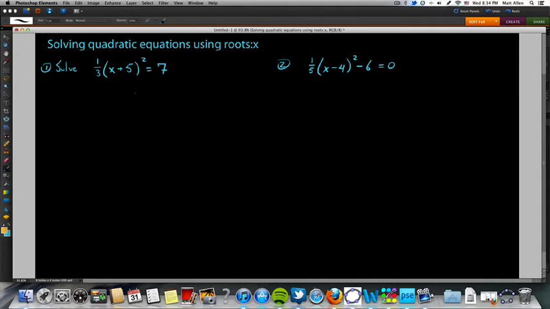Okay, YouTube, in this video I'm going to continue my series on videos where we're solving quadratic equations using roots. Go ahead and take a look at these two examples that I've written here. I want to solve both of them for x. And you'll notice it's actually convenient to solve these using roots because we have something that is being squared.